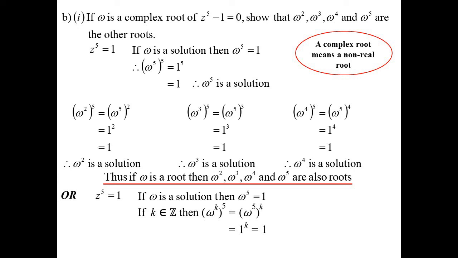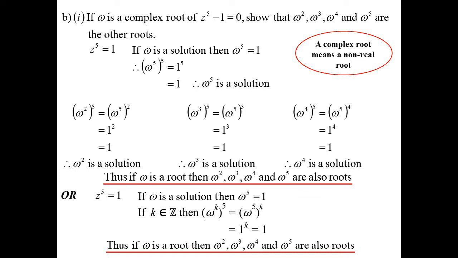So I only have to do it once now, because I now substitute in for k, and I get all the solutions. In fact, I don't have to stop at w to the power of 5. W to the power of 6 is a solution. 7 is, 8, 9, 10. Any integer you like will be a solution to this.